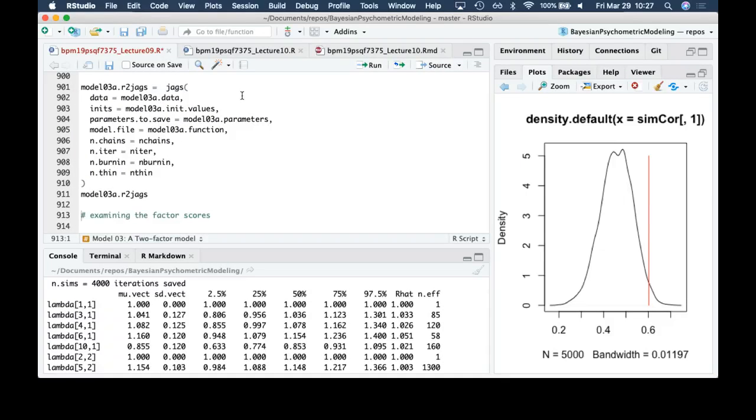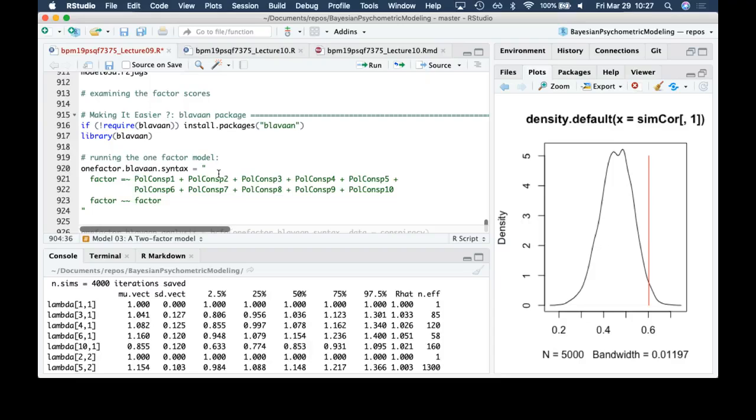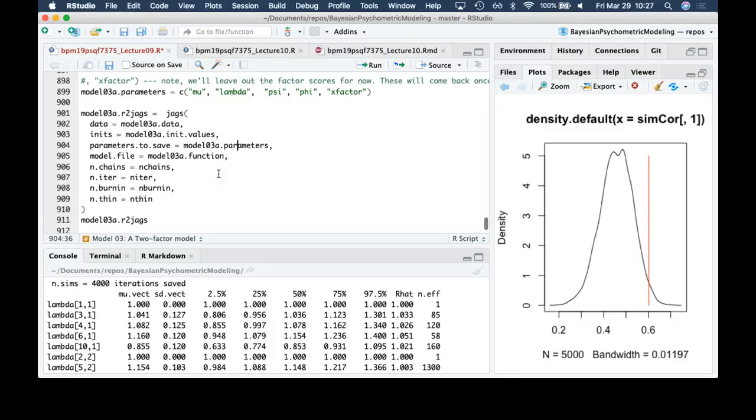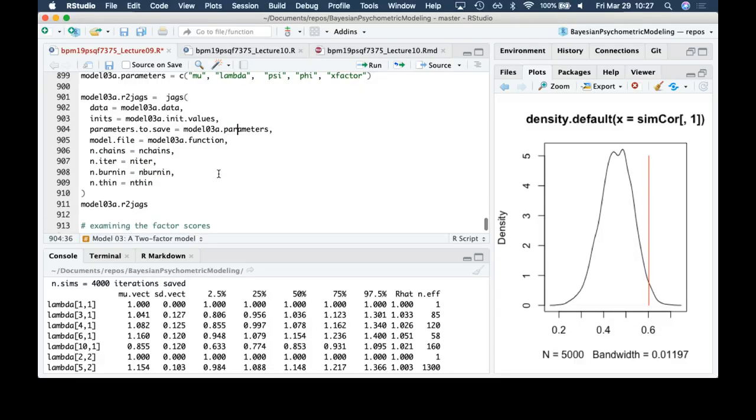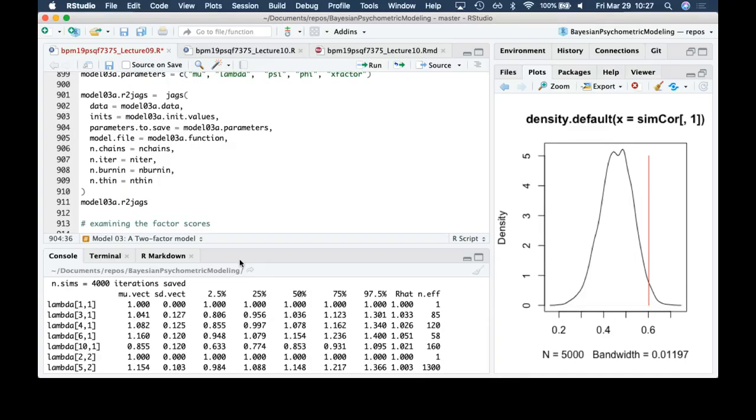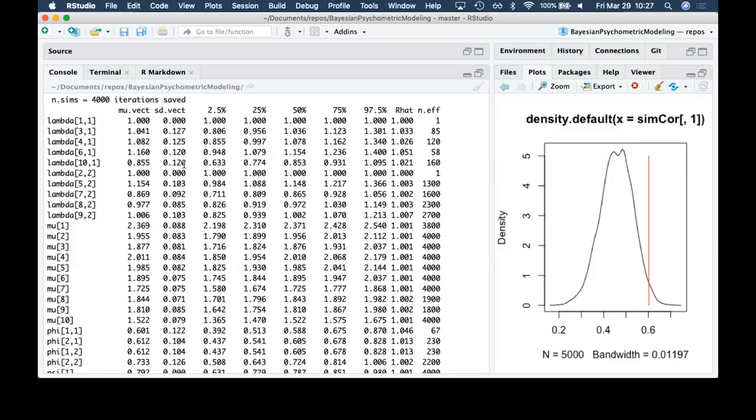But now, a couple of things with this. When you run the two-factor model, if you want to see the correlation matrix, you've got to form it at every step of the chain, right? Second, model fit.